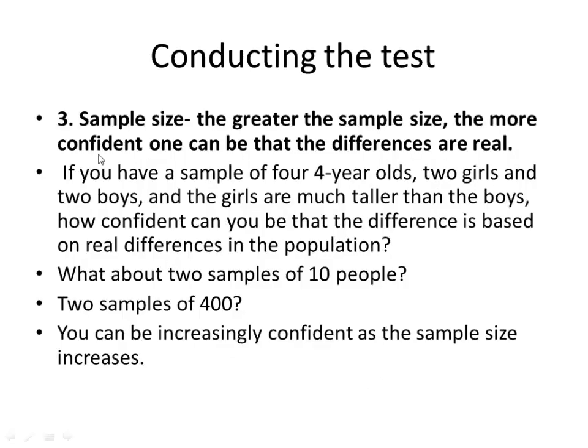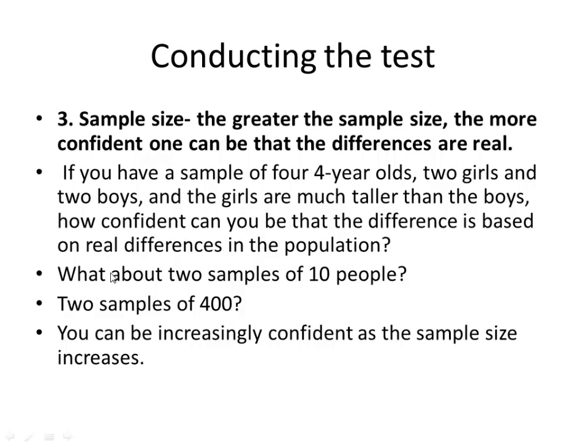Then finally, the third component in calculating the t-test is the sample size. If you think about this, if you have a sample of 4-year-olds, 2 girls and 2 boys, and you find that the girls are much taller than the boys, how confident can you be that the difference is based on a real difference in the population? You really couldn't be too confident based on a sample of 4 4-year-olds.